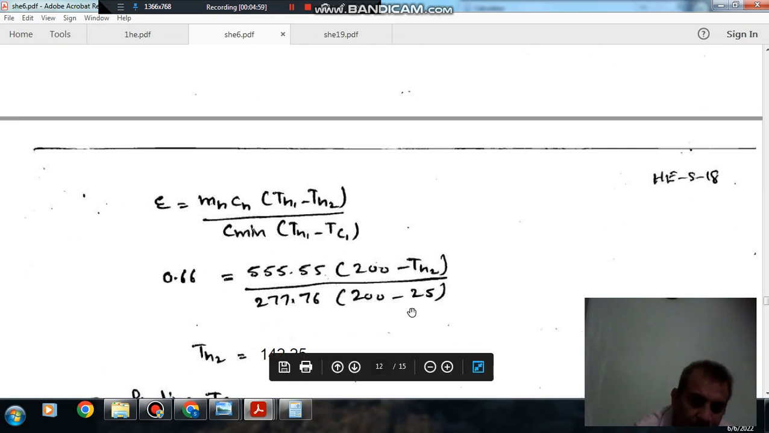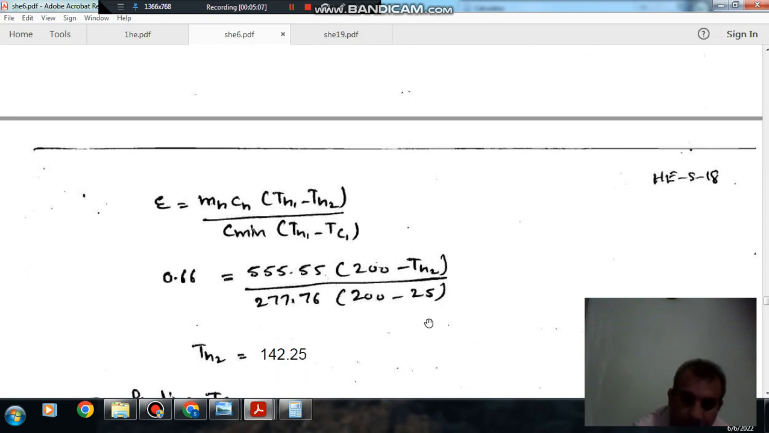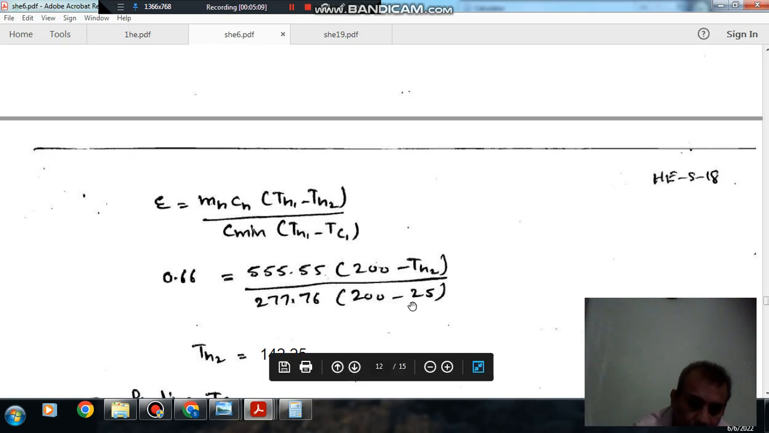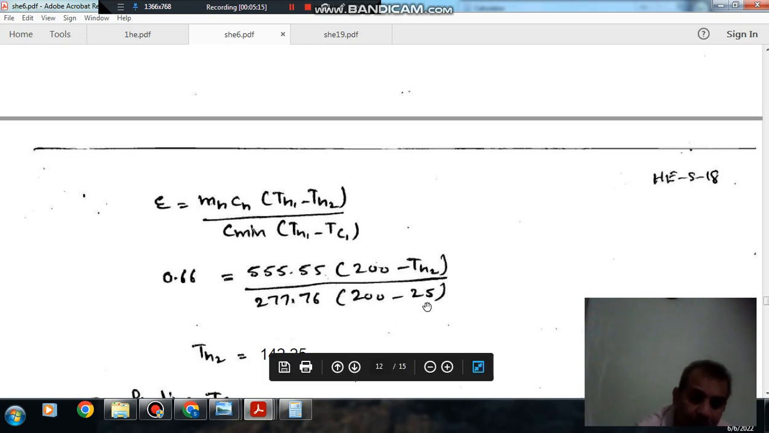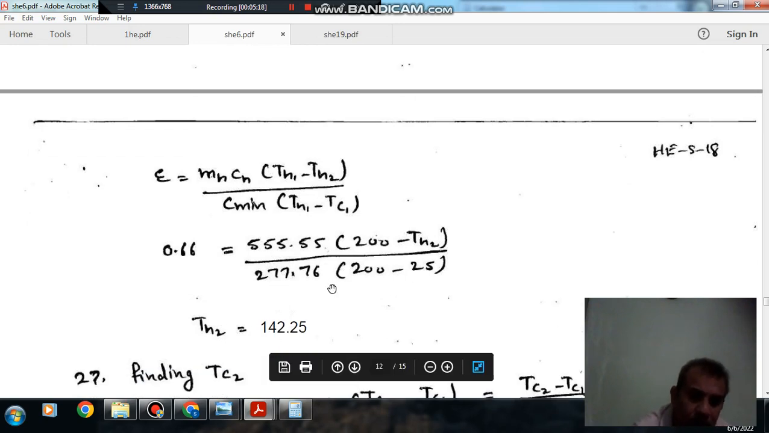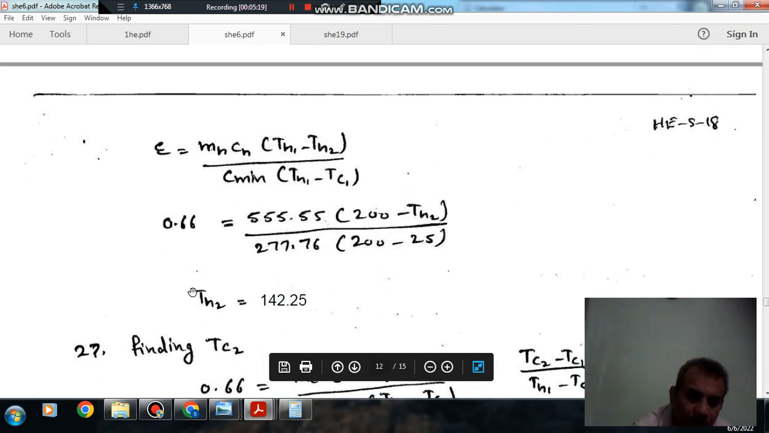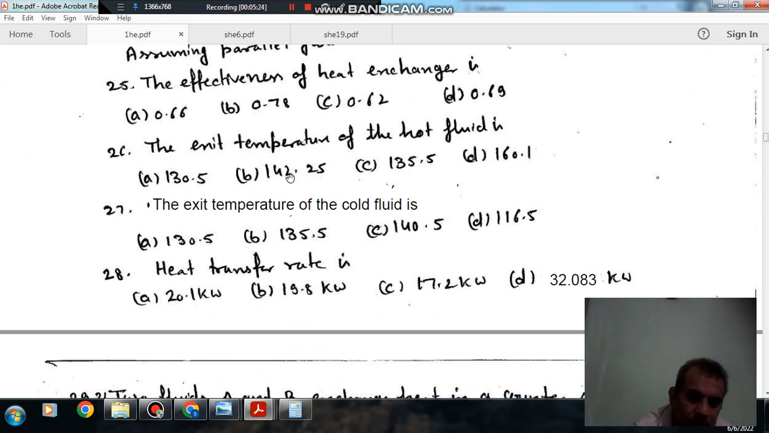The highest temperature is 200 and the lowest temperature is the temperature at which the cooling fluid enters, while the hot fluid enters at 200; that gives the maximum temperature difference. From this we can find out TH2. So TH2 is 142.25 degrees Celsius. So the answer is B.